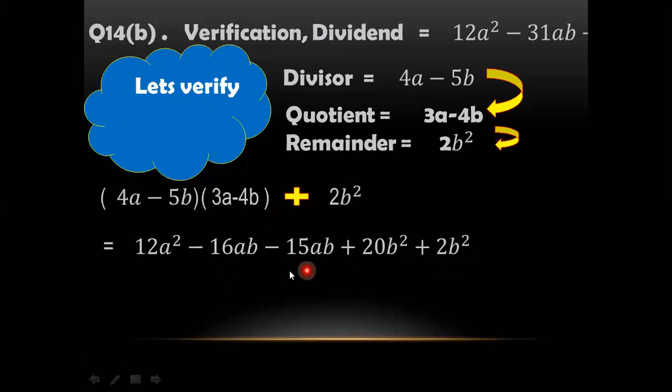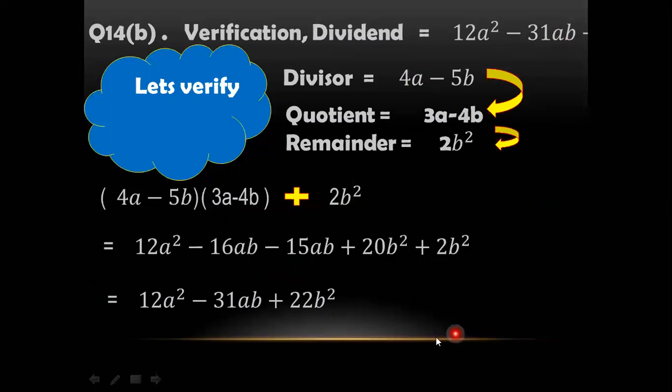Now you can combine the like terms, as you know the procedure of multiplication from lecture number 5. This will be minus 31ab, and this 20 and 2 will be added to give 22b square. So the final answer will be 12a square minus 31ab plus 22b square, and you can see that it is the dividend, right?